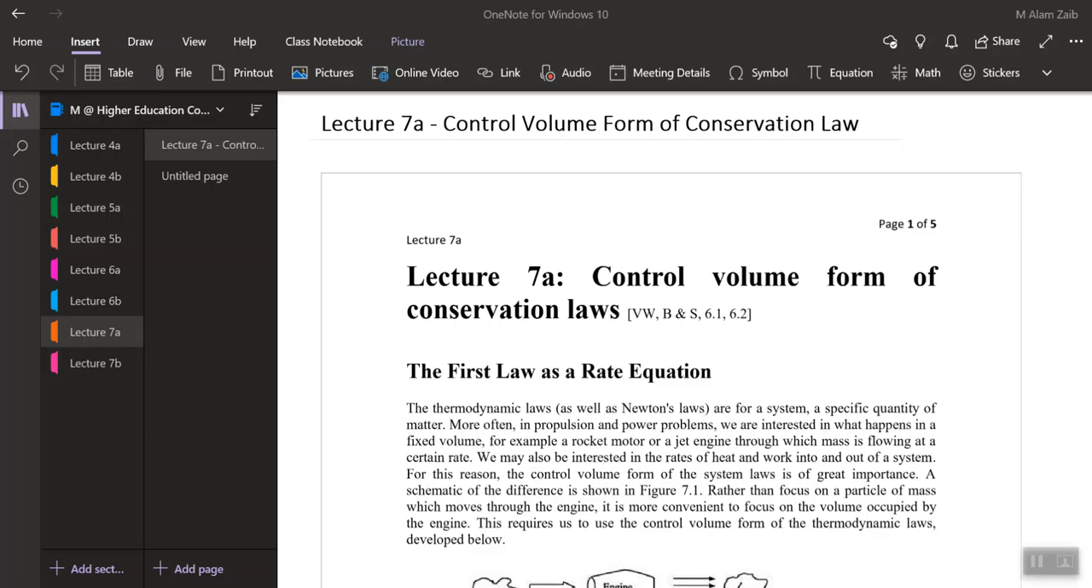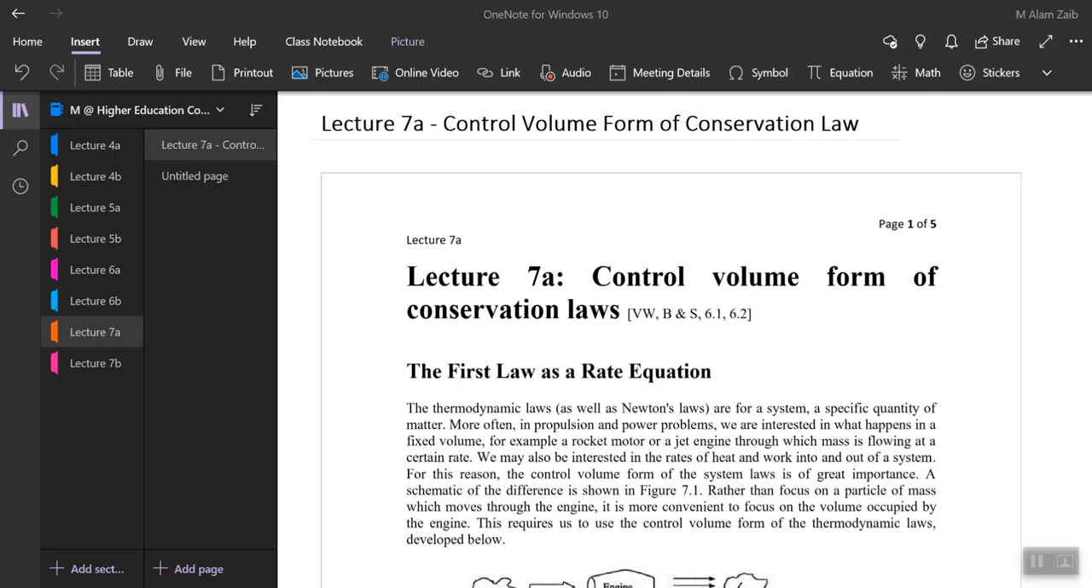Bismillahirrahmanirrahim. Today we'll be doing lecture number 7A, the control volume form of the conservation law, or the control volume form of the first law of thermodynamics.